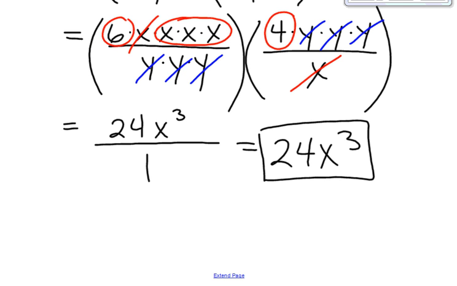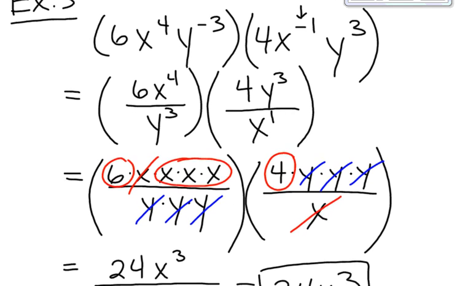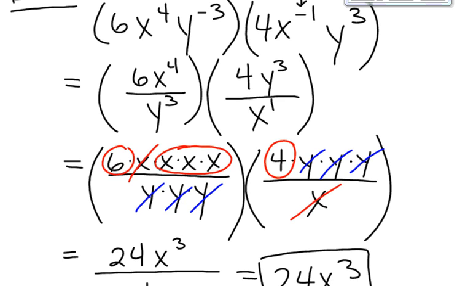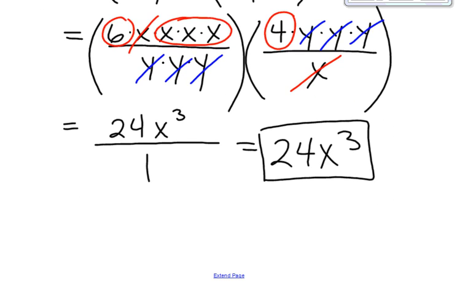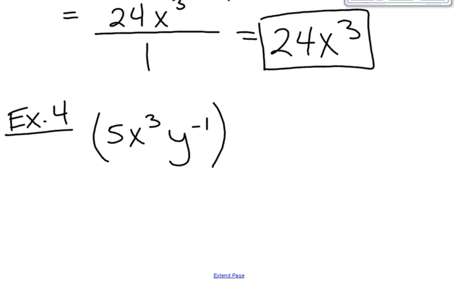Okay, so again, look at my original question and think about how you could quickly get 24x cubed without expanding. All right, we're going to do one more example and then we're done. So example 4 is 5x cubed, y to the negative 1 squared.